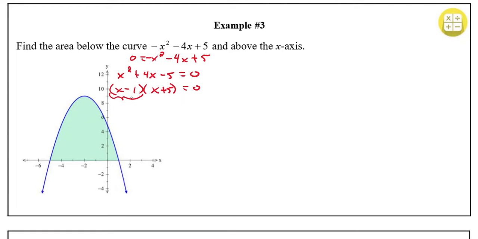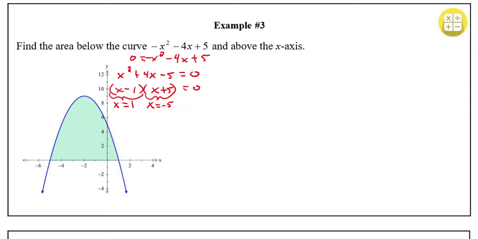And then from here, we'd say, okay, x is equal to 1. Well, that makes sense, doesn't it? And then here, x is equal to negative 5. And that makes sense, doesn't it? Okay, so those are our bounds. We could see it from the picture on this one, but we won't always have that luxury, right, of seeing exactly where the x-intercepts are.